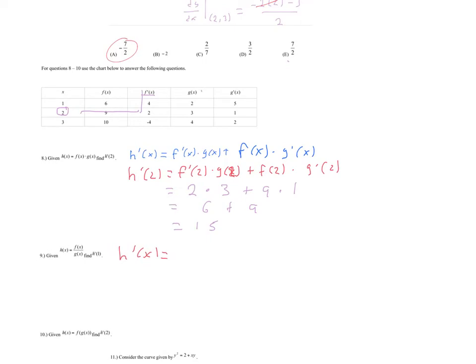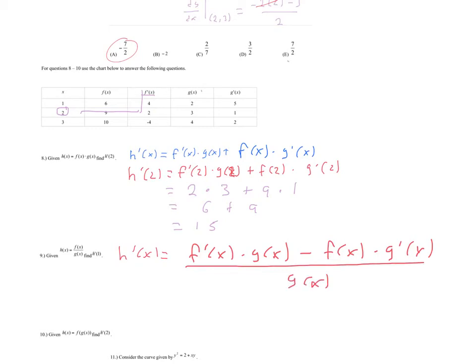H prime is the derivative of the first, so f prime of x times the second minus the first times the derivative of the second, all over our denominator, or the second quantity squared. Now here we're evaluating this at 1, so h prime at 1 is equal to, okay, so what's the value of the derivative of f at x equals 1?